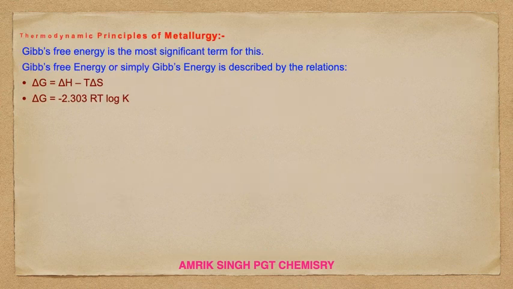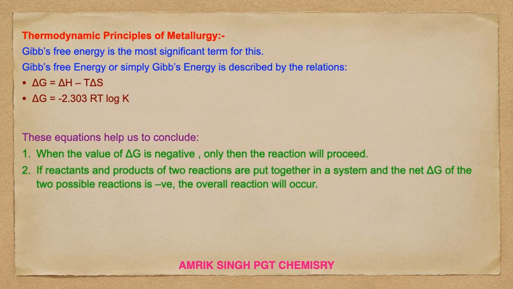Now, thermodynamic principles of metallurgy, very very important. Gibbs free energy is the most significant term for this. Gibbs free energy, or simply Gibbs energy, is described by the relations delta G naught equals delta H naught minus T delta S naught, or another equation, delta G naught equals minus 2.303 RT log K. K is the equilibrium constant.